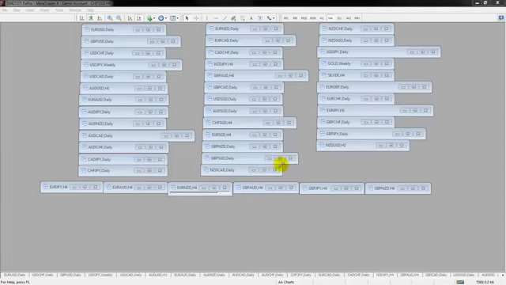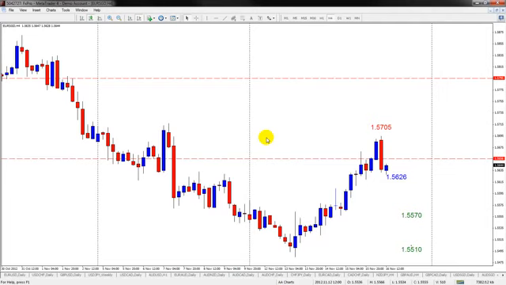Hey there, it's Walter here from fxjake.com, and I want to talk about two trades that I'm looking at right now. The first is the Euro Singapore.